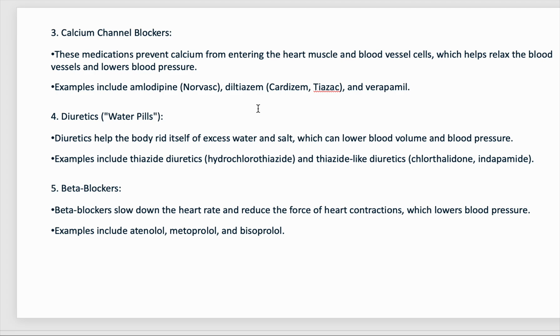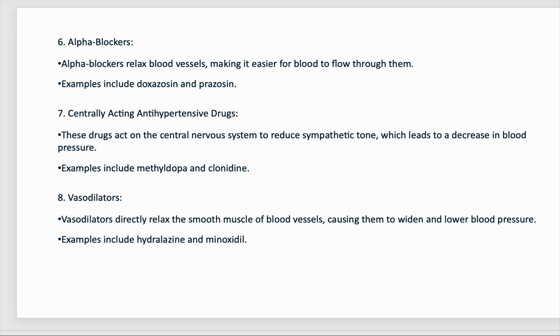It's okay. The fourth is diuretics. These are called water pills. Diuretics help the body rid itself of excess water and salt, which lowers the blood volume and blood pressure. And the fifth one is beta blocker. Beta blockers slow down the heart rate and reduce the force of heart contraction, which in turn reduces the blood pressure. So these are the five.